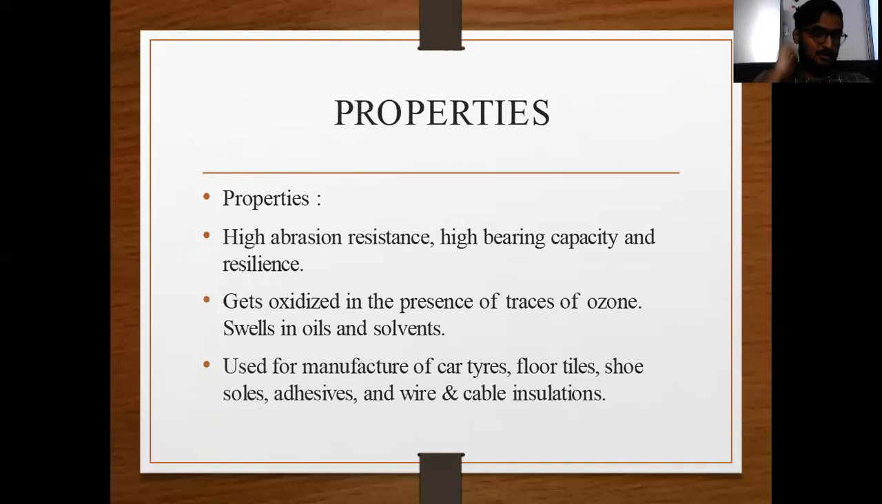Properties of Buna S. High abrasion resistance, high load-bearing capacity, and resilience. It gets oxidized in the presence of traces of ozone, and swells in oils and solvents. It is used for manufacturing car tires, floor tiles, shoe soles, and wires and cable insulation.